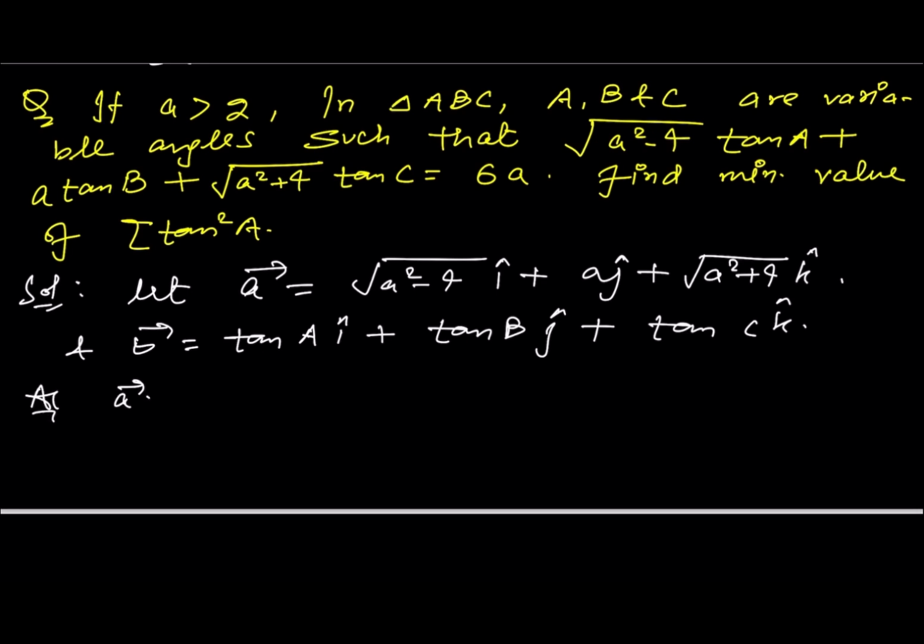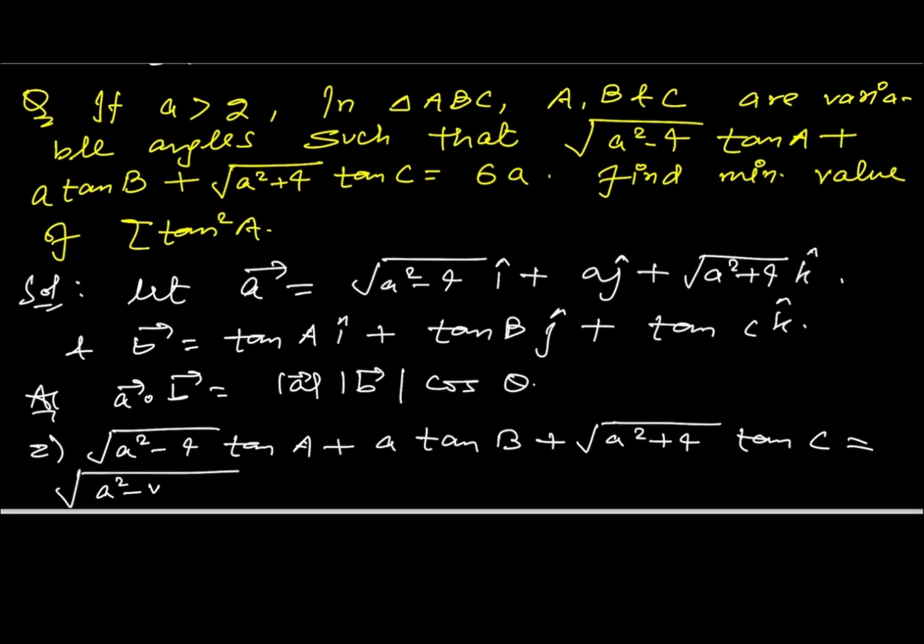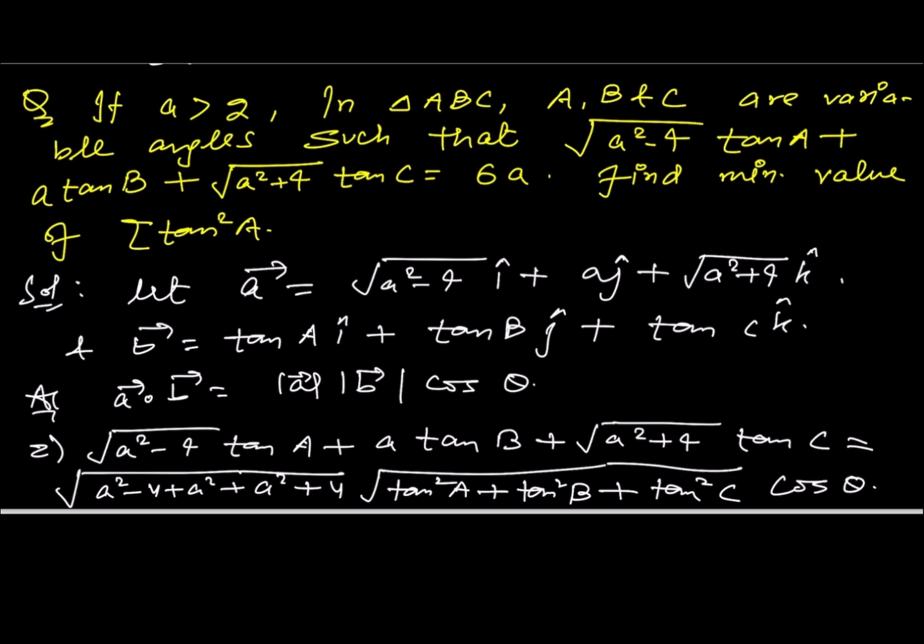Also a vector dot b vector is mod of a vector into mod of b vector cos theta, and if you take a vector dot b vector then you will get root over a square minus 4 tan A plus a tan B plus root over a square plus 4 tan C, which is equal to root over a square minus 4 plus a square plus a square plus 4 into root over tan square A plus tan square B plus tan square C into cos theta, right?